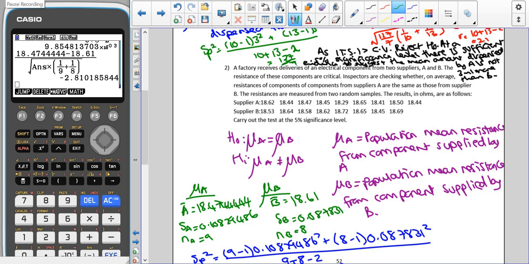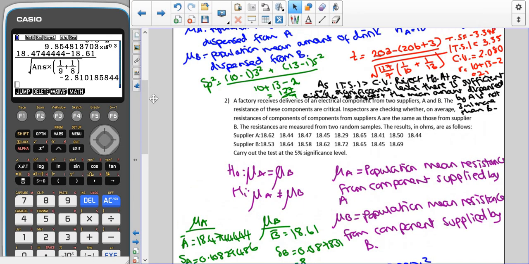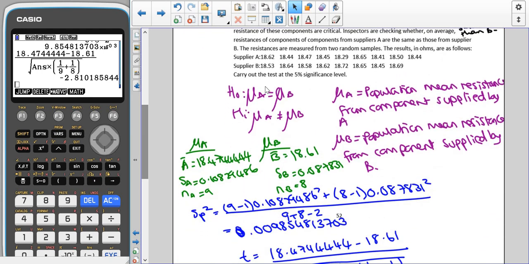So then we've got our data and we're asked to carry out a test at a 5% significance level. So we're seeing if they're the same, so that's a two-tailed test. Our H naught is that mu A equals mu B. Our H1 is that mu A is not equal to mu B. And you can see here again, I've got my definitions. Mu A is the population mean resistance from a component from supplier A, and mu B is the population mean resistance from a component from supplier B.